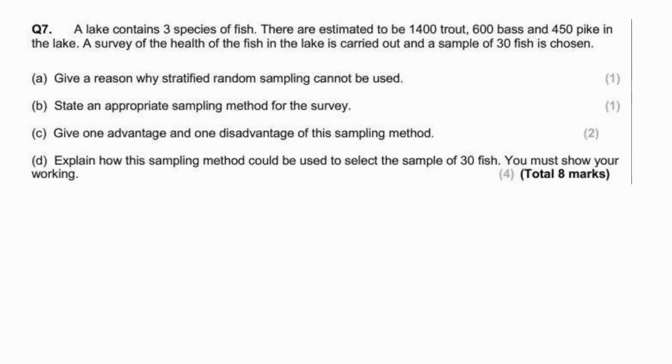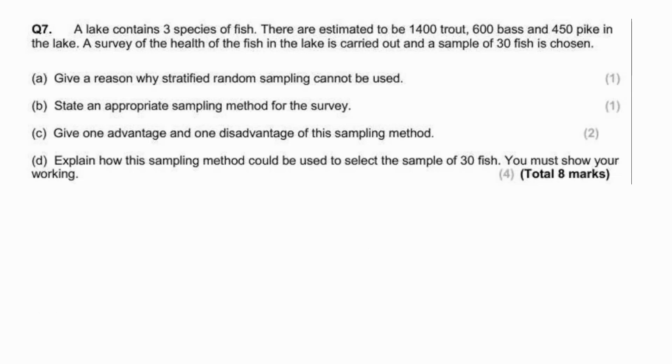So here's an exam question, an 8-mark exam question, and I've chosen this one because it's answered incredibly badly throughout the years. So we have a lake that has 3 species of fish. There's estimated to be 1,400 trout, 600 bass, 450 pike. And we want to look at the health of the fish, see if this lake is still performing, whether we've had some unwanted guests that are eating the fish, or some problems with the algae that is killing them all off, or something like that. So we want to inspect it, make sure we're doing our bit for nature.